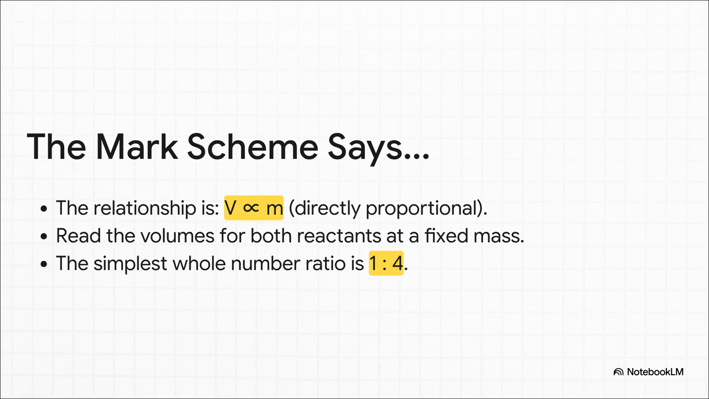And here is exactly how the mark scheme expects us to figure this out. That straight line through the origin means the volume is directly proportional to the mass. For the ratio, all you do is pick any mass of sulfur. Let's make it easy and say 0.20 grams, and then read the volumes you need from the graph. You'll see you need 50 cubic centimeters of sodium thiosulfate and 200 of hydrochloric acid. And the simplest whole number ratio of 50 to 200, it's 1 to 4. And just like that, you've got the final 3 marks.